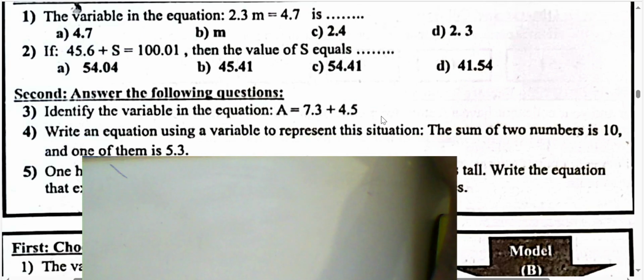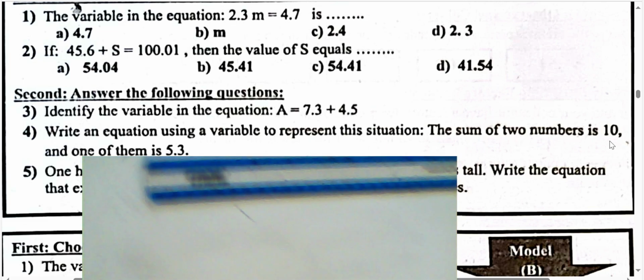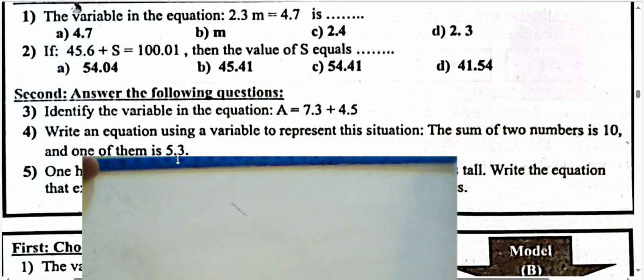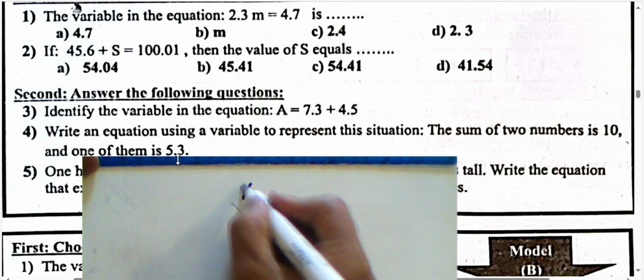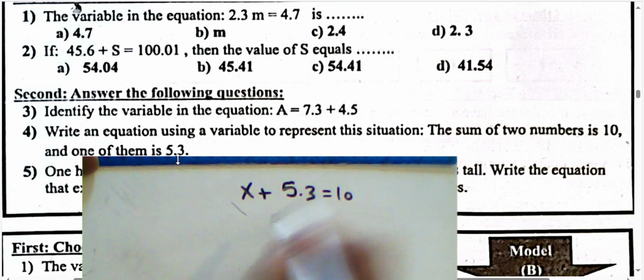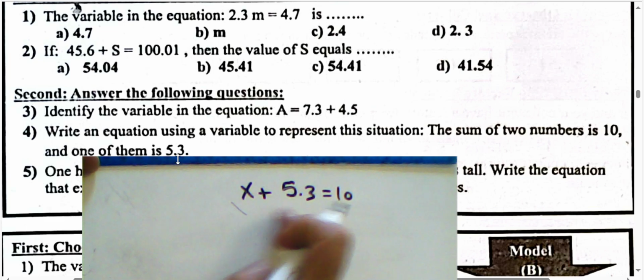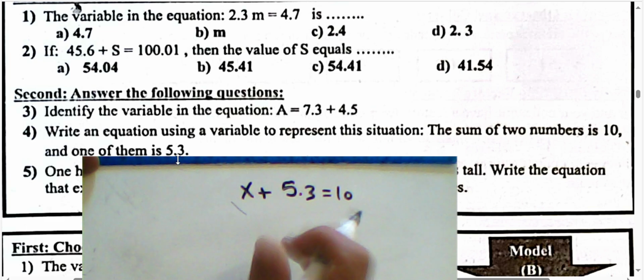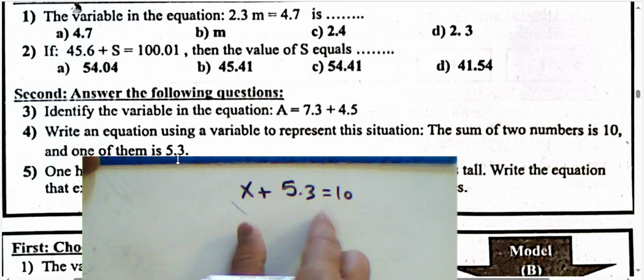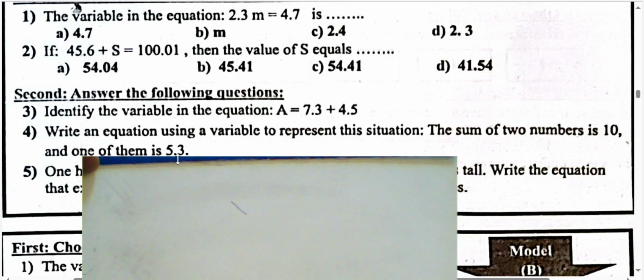Number 4, write the equation using a variable to represent this situation. The sum of two numbers is 10. And one of them is 5.3. And we can write the equation here: x plus 5.3 equal 10. The first number will be x, and the second 5.3. x plus 5.3 equal 10. Next question.